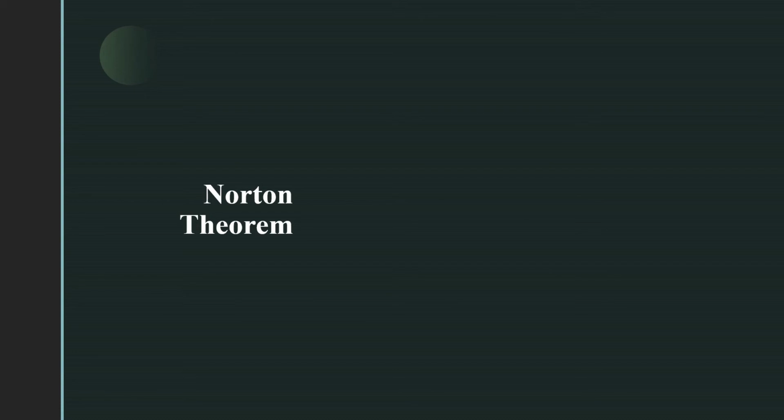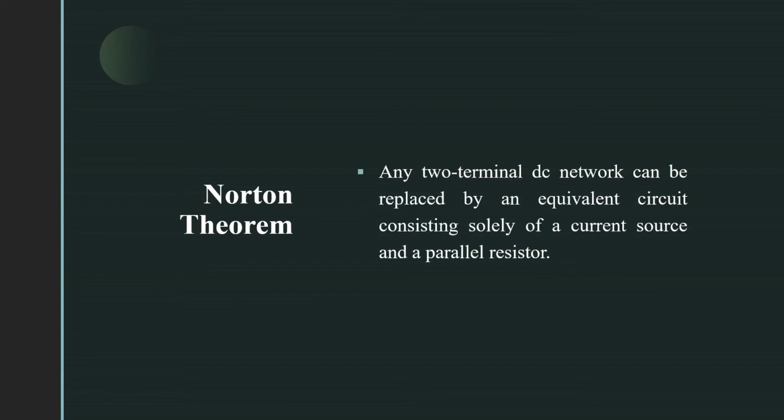In the previous lecture, we studied Thevenin theorem, in which we state that any two-terminal DC network can be replaced by an equivalent circuit consisting solely of a voltage source and a series resistor. In Norton theorem, any two-terminal DC network can be replaced by an equivalent circuit consisting solely of a current source and a parallel resistor.